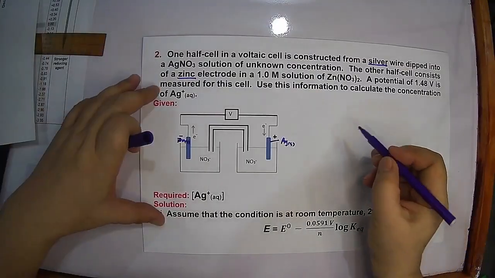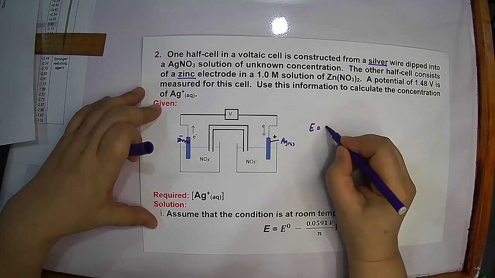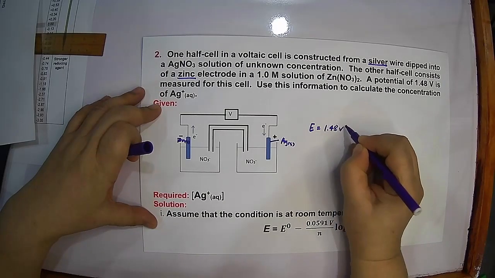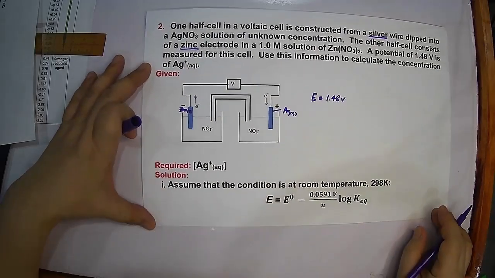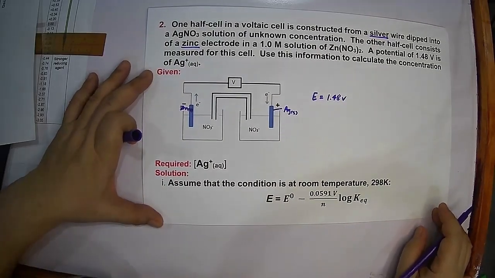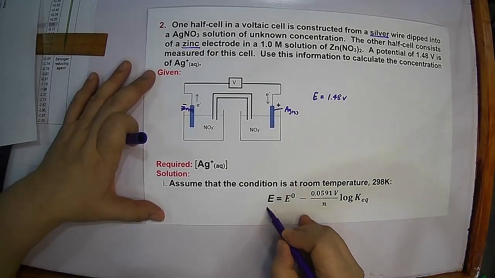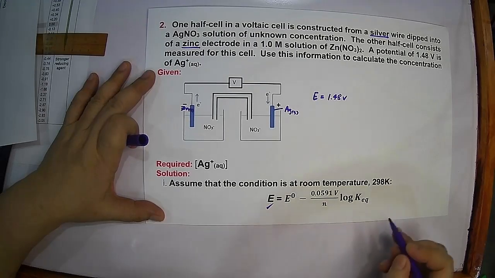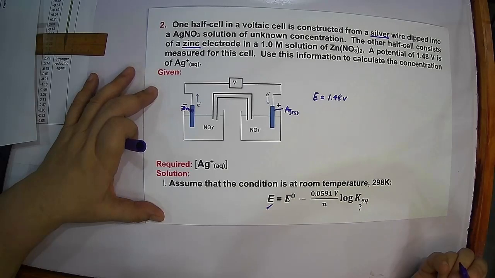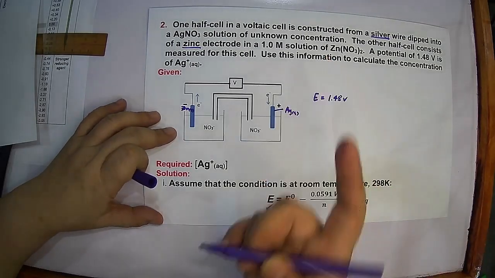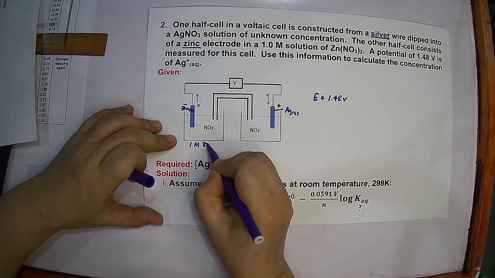And the potential is given, that is the E is 1.48 volt. The temperature is not specified, so we can assume it is at room temperature to simplify the computation. And by the way, you are given the concentration of the zinc nitrate. This is 1 molar zinc nitrate.